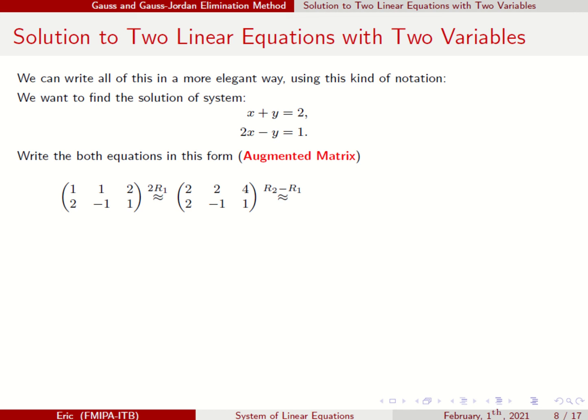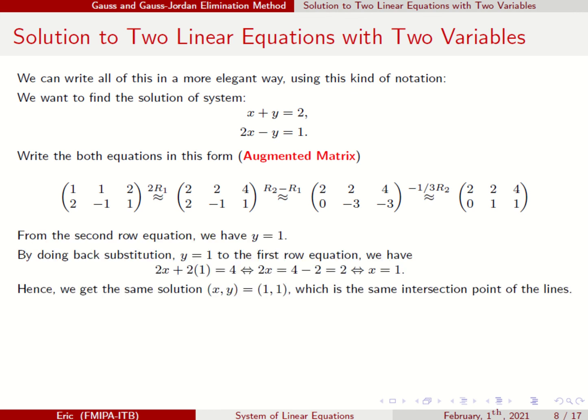And then R2 minus R1, and you put the result in R2. That is the first component: 2 minus 2 is 0, minus 2 minus 1 is minus 3, and 1 minus 4 is minus 3. So you have this one. Later on, I can multiply the second row with minus 1/3. So you have 1, 1, and this means 0x plus 1y equals 1. So you have y equals 1.